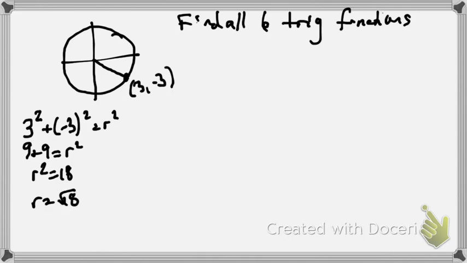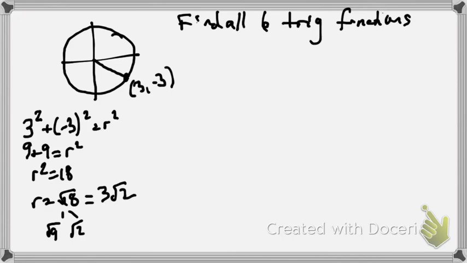Now we don't have to do plus or minus here, but we have to simplify this radical. Remember, this will break down into the square root of 9 and the square root of 2. So this is really going to be 3 times the square root of 2. So I'm going to have r equals 3 times the square root of 2.